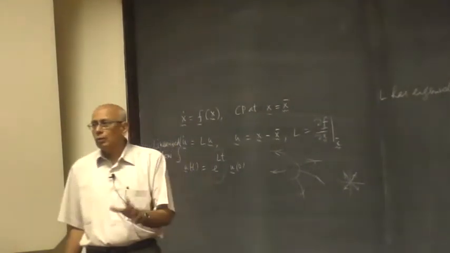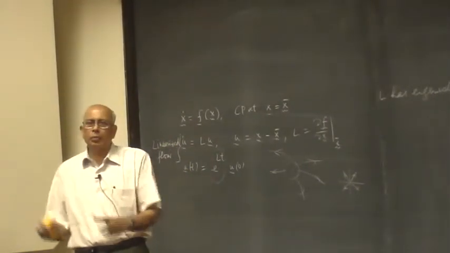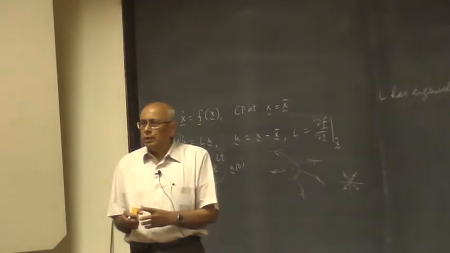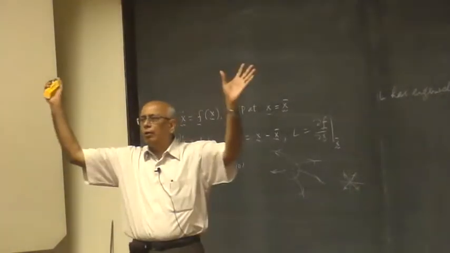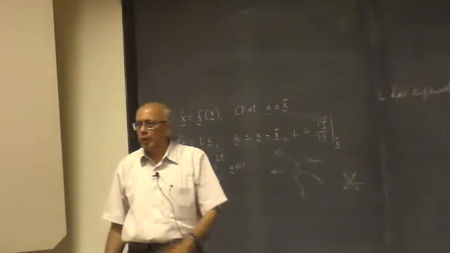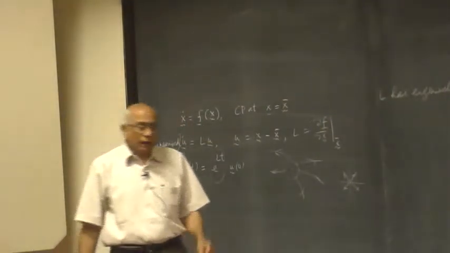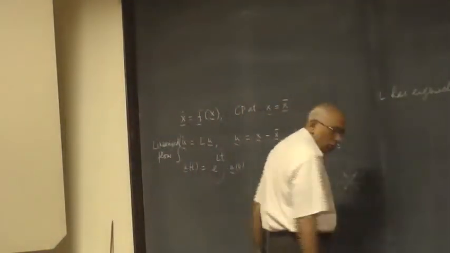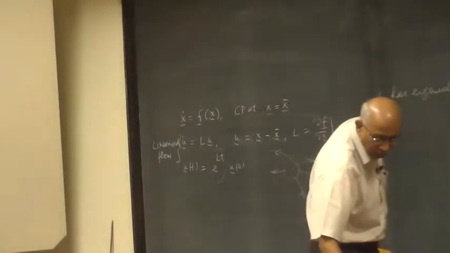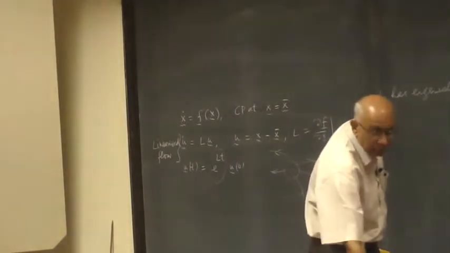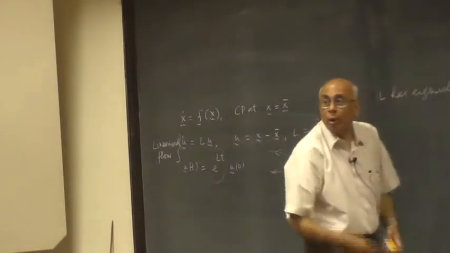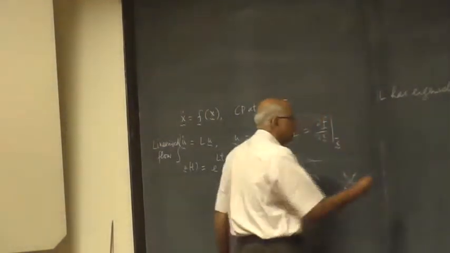Once it leaves the neighborhood, there is no sanctity to this. Then the flow can go somewhere else altogether. This exponential form is no longer true. But the fact is, if you are very close to the critical point and you have an exponential which diverges, then there's no doubt at all that you go away from this point. That's all that's being looked at.